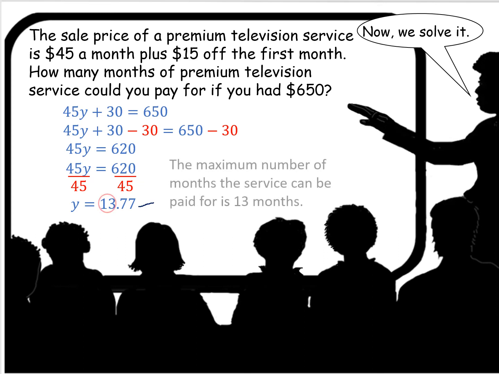But does that answer the question? The question is how many months of service? Well, we have $650 to start with. Looks like the maximum number of months the service can be paid for is only 13. Why don't we round that to 14? Well, we don't because if our solution is 13.77, the 0.77 is only a partial month. Since we're going to pay for an entire month, the most months we can pay for is 13. We don't have enough to pay for a 14th month.